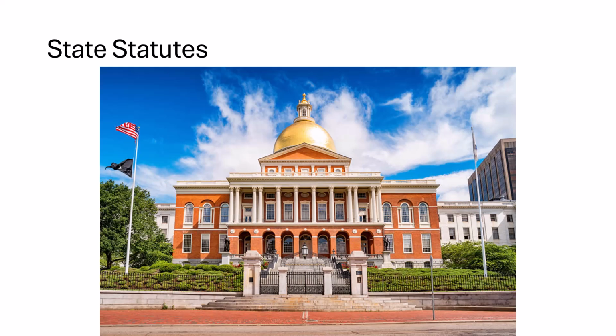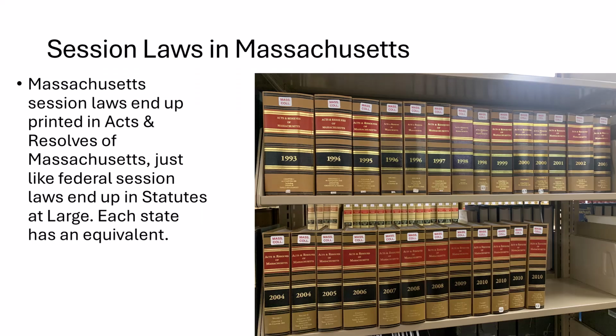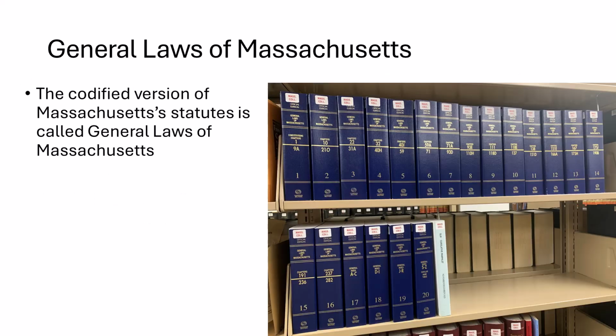Just like there's a federal legislative process, each state has its own legislative process as well. In Massachusetts, the equivalent to statutes at large is Acts and Resolves of Massachusetts. This is the compilation of every single act legislated by the state legislature. Just like the acts of Congress, how they are codified into the United States Code, Massachusetts also has its own compilation of its laws, organized into what's called General Laws of Massachusetts.